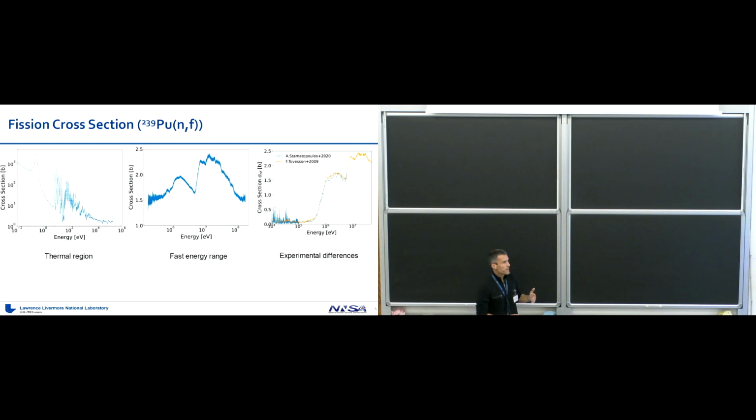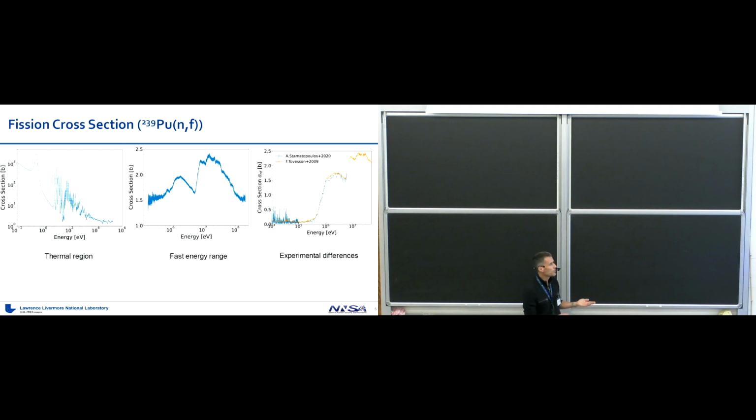This just reflects the competition between the different decay channels of the nucleus. Does the nucleus plutonium-240 decay by emitting neutrons? One neutron, two neutrons, emitting photons, fissioning. There is a complicated competition between all these effects, and the net result is this structure in the cross-section.